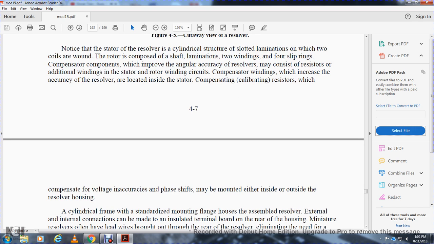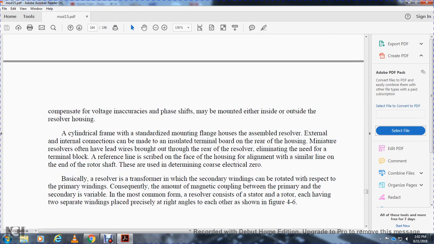The resistor may be mounted either inside or outside of the resolver housing. The cylindrical frame has a standard flange mount housing, and an external or internal connector can be made with insulated thermal board on the rear housing. With the miniature lead wire at the rear, the need for the terminal block is eliminated. A reference line is described on the face of the housing, aligned with a similar line on the end of the rotor shaft, which determines the course of the electrical zero.